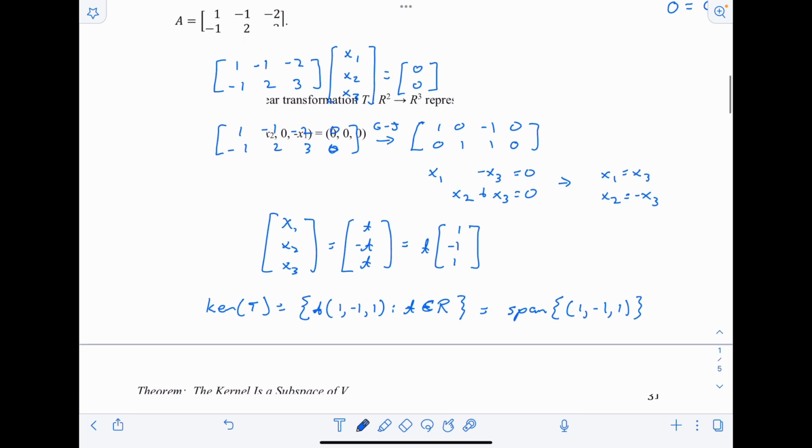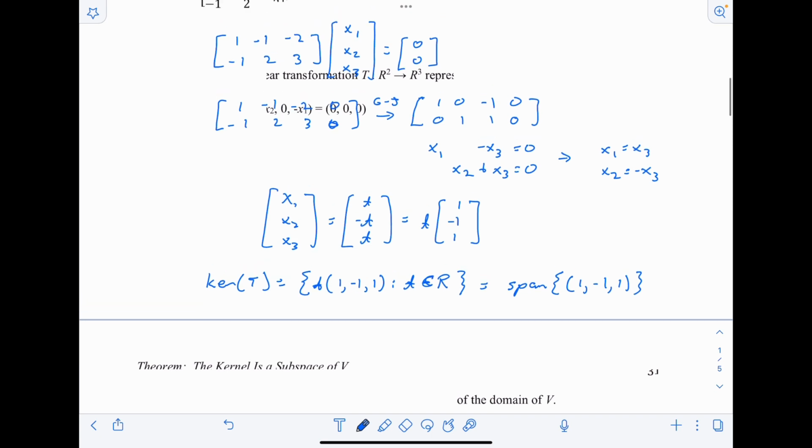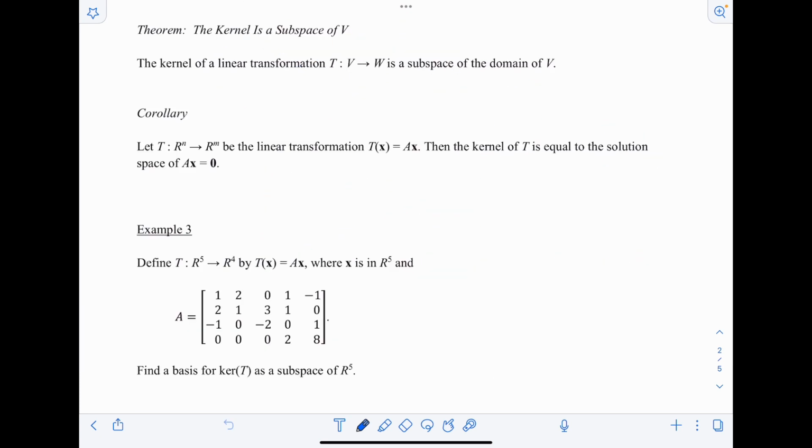Kernel, again, is just the subspace in V that maps to the zero vector in W. All right, so next is the theorem from that, and it's what I've just mentioned. It's that the kernel is a subspace of the domain V. The corollary says that if we map R^n to R^m, given that T(x) equals A times x, then the kernel of T is equal to the solution space of Ax equals 0.